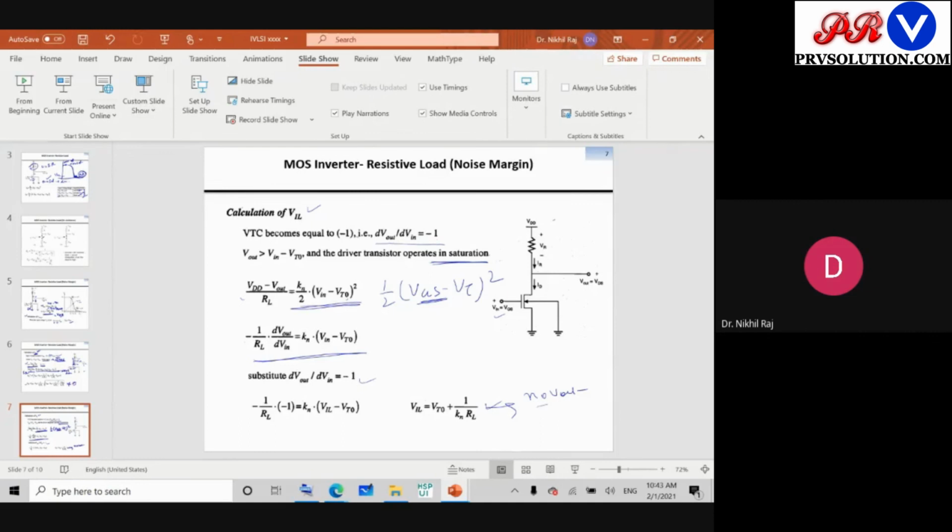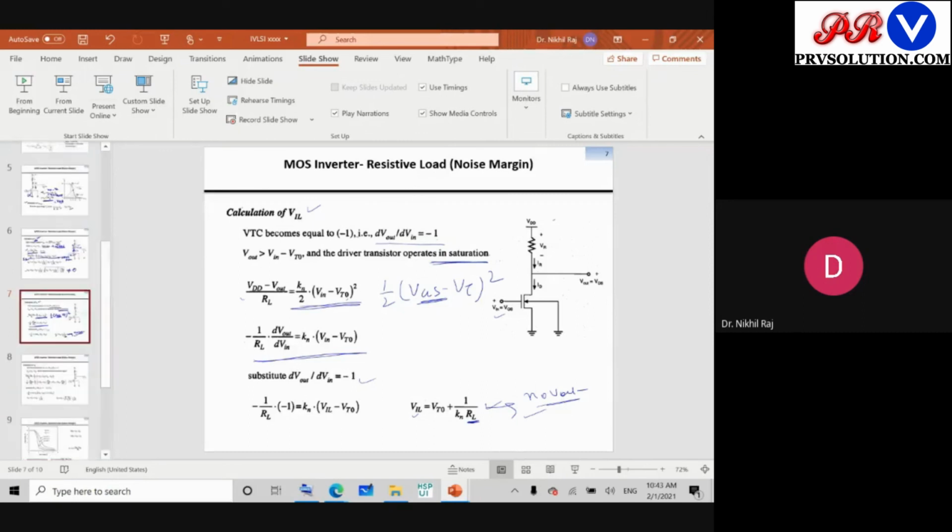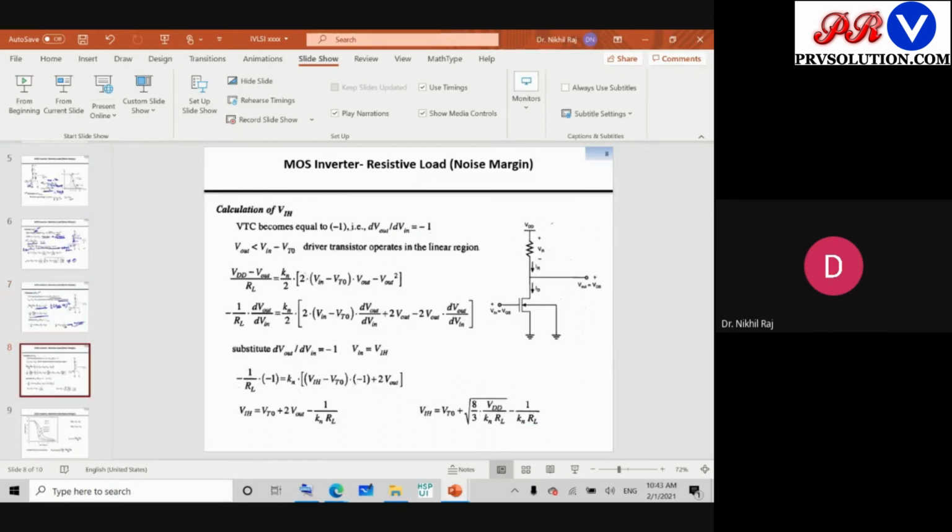Okay, there is no V out term. A standard equation of VIL will come, and this VIL is a function of RL. Now coming to the VIH calculation, again VIH will use the same property.